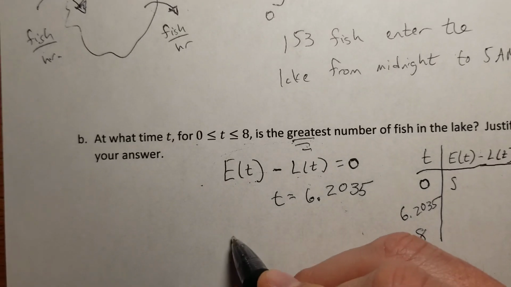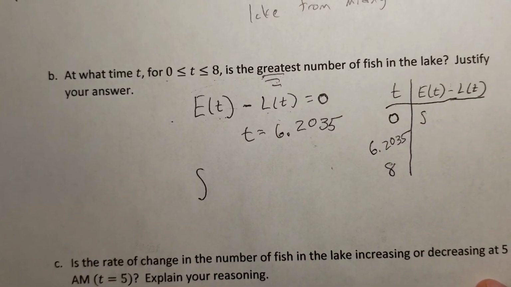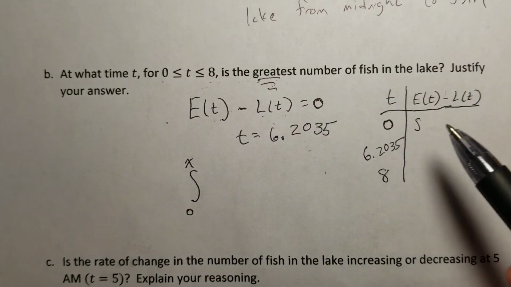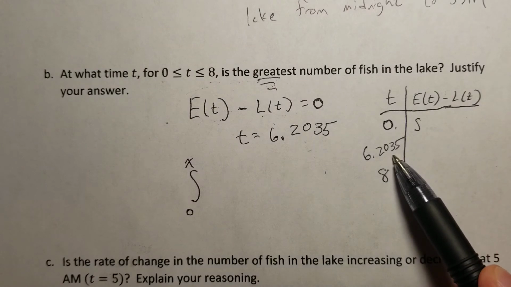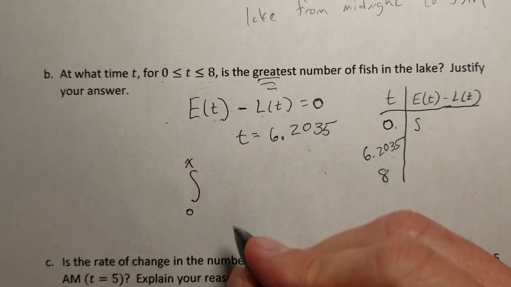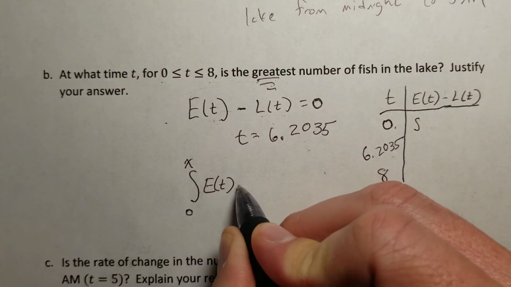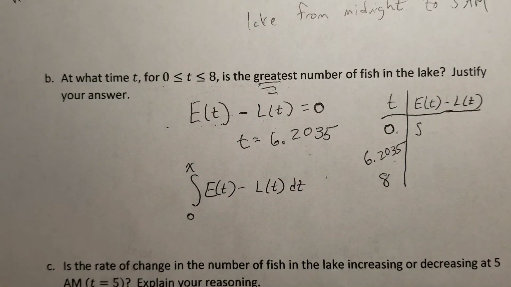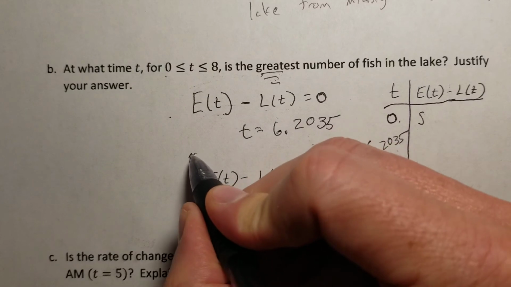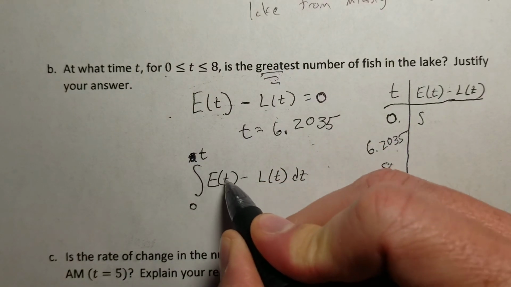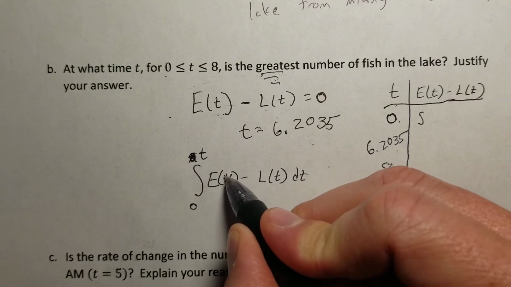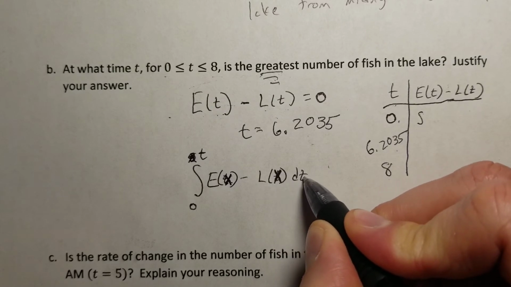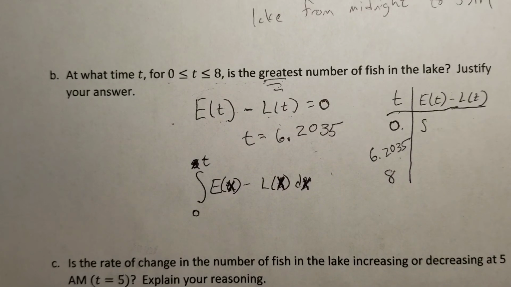So I'm going to write an integral function here. Let's go ahead and write it over here first. I'm going to start from 0, and I'm going to go to some value. We're going to go to a lot of values, right? We're going to go to 0, we're going to go to 6.2035, and we're going to go to 8. And what we're going to be integrating is E of t minus L of t dt. And in fact, I should probably put my t up here, right? Because our input is t. And I should use my dummy variable here. So let's go with E of x minus L of x dx. Let's do it that way.